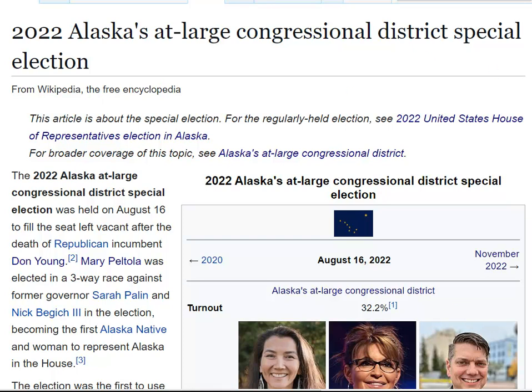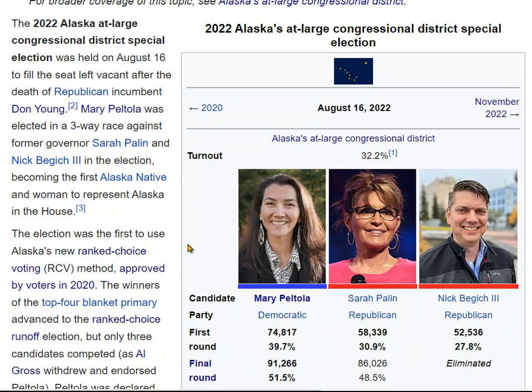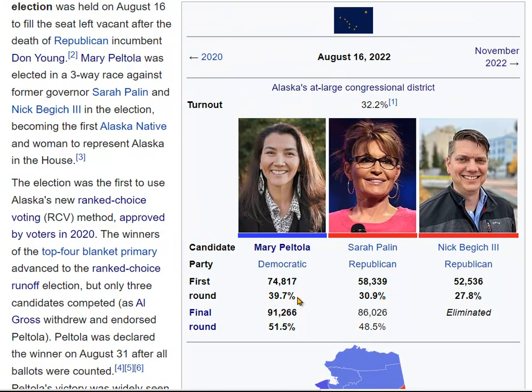So earlier that year, Alaska's Representative Don Young had died while still in office after, I believe, almost 50 years, 49 years. So there was a special election. That's why it says here August 16, 2022. And then there was one in November 2022. By the way, same 3 candidates, just 3 months later. And also same outcome. So here we have Mary Peltola, who received 39.7% of the vote, 30.9% for Sarah Palin, and 27.8% for Nick Begich.